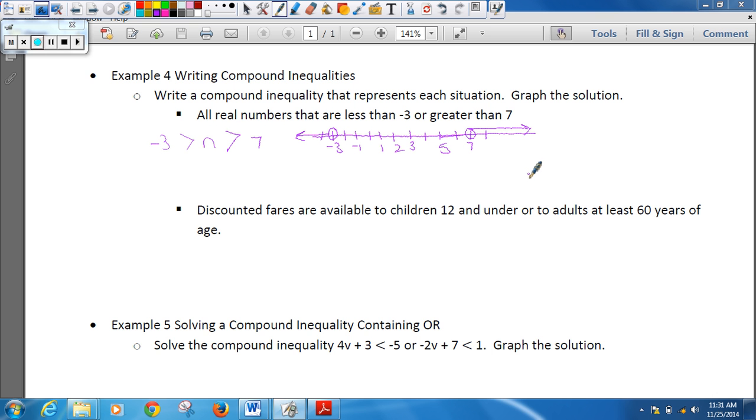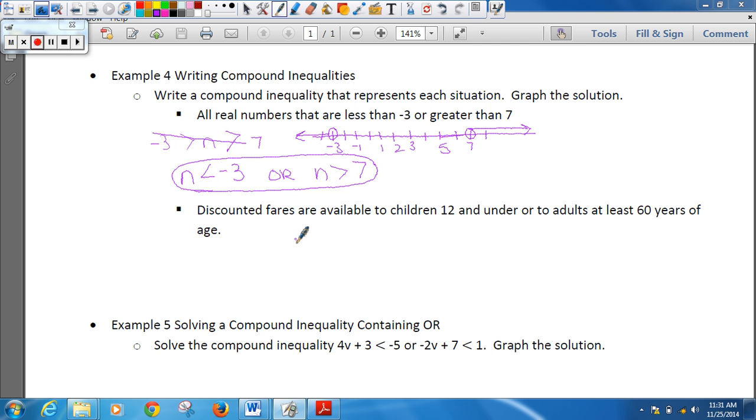So what has to be true here is this is an or, because if they are and, they go towards each other. So I need to rewrite this as an or statement. So I would rewrite it as n is less than -3 or n is greater than 7. So it either has to make this one true or this one true in order to be a solution. So anytime you draw the graph and they're going in opposite directions and don't overlap, that means it's going to be an or compound inequality.